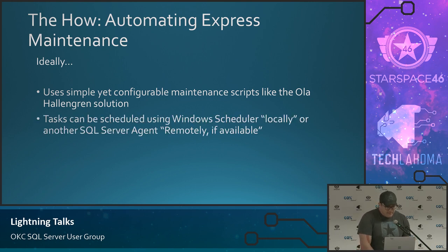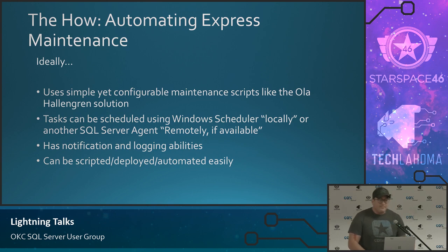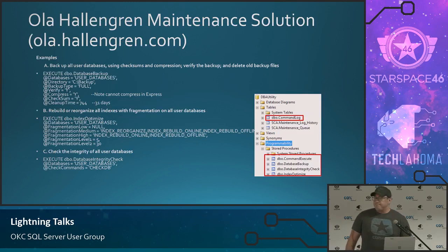So tasks can be scheduled with Windows Scheduler locally or another SQL Server agent, like I said a second ago, if you have one available. Not everyone does. It should have notification and logging abilities. I need to have something to report on and something to tell me if something's failing or not available. And obviously, I would like it to be easily deployable, to be able to be scripted, right, or automated for all the DevOps folks. So all those things, my solution with Ola's stuff accounts for.